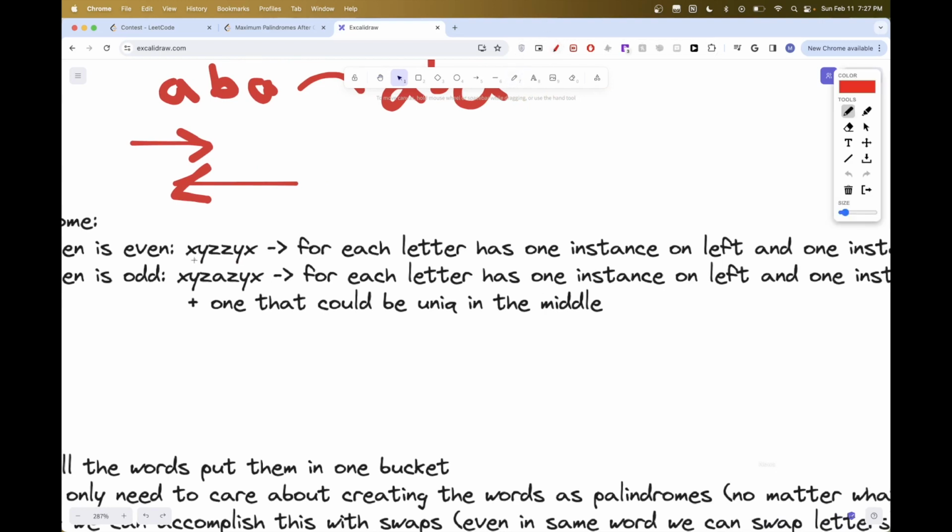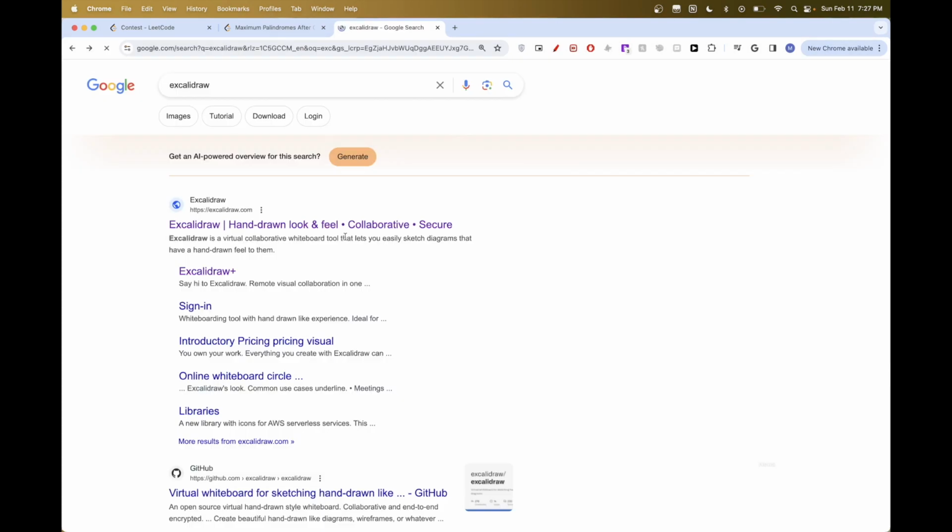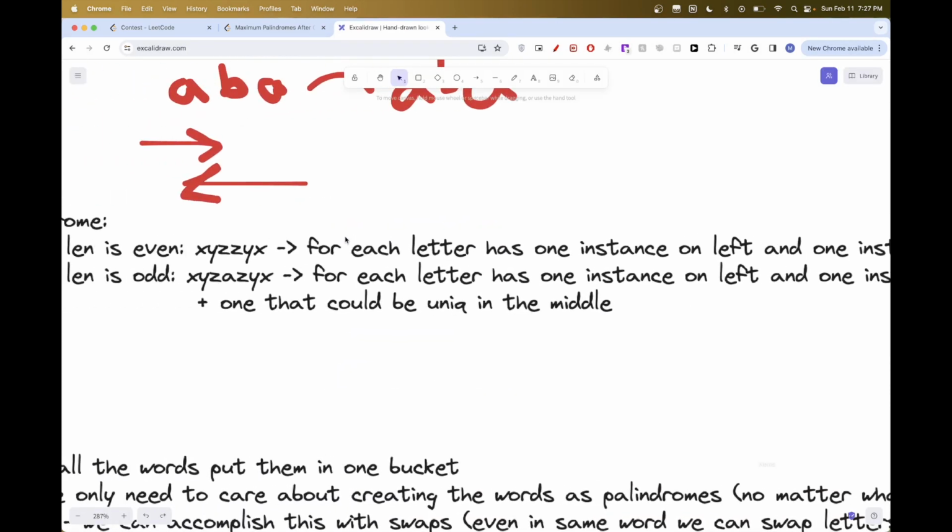This means that for each character, if the length is even, you need to have the same character on the right. So you need to have each character twice, a left instance and a right instance. Basically, you need to have symmetry.